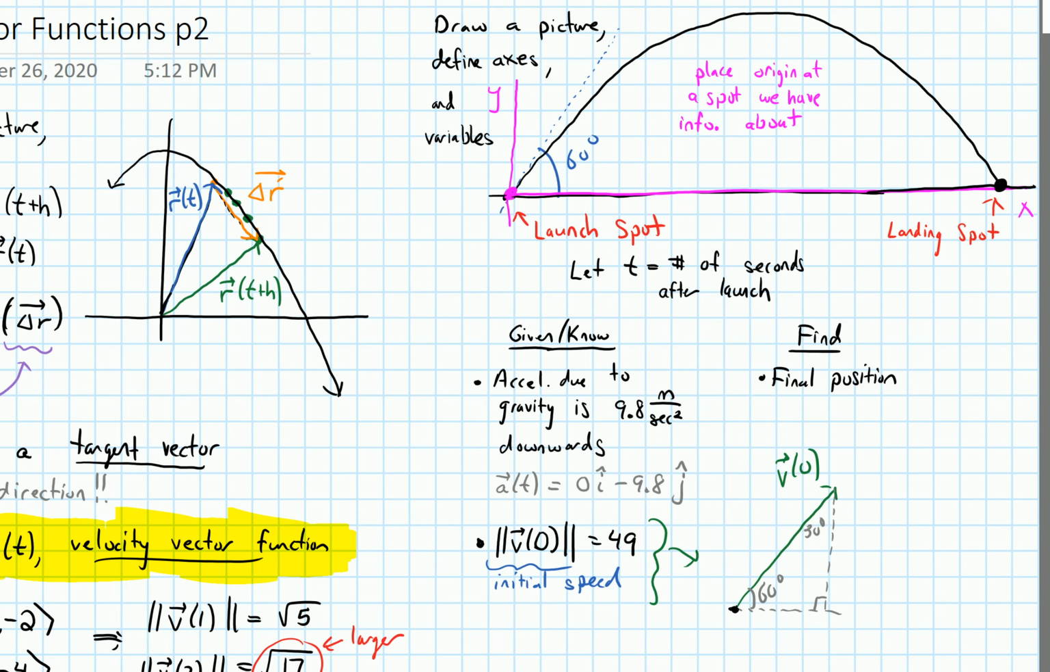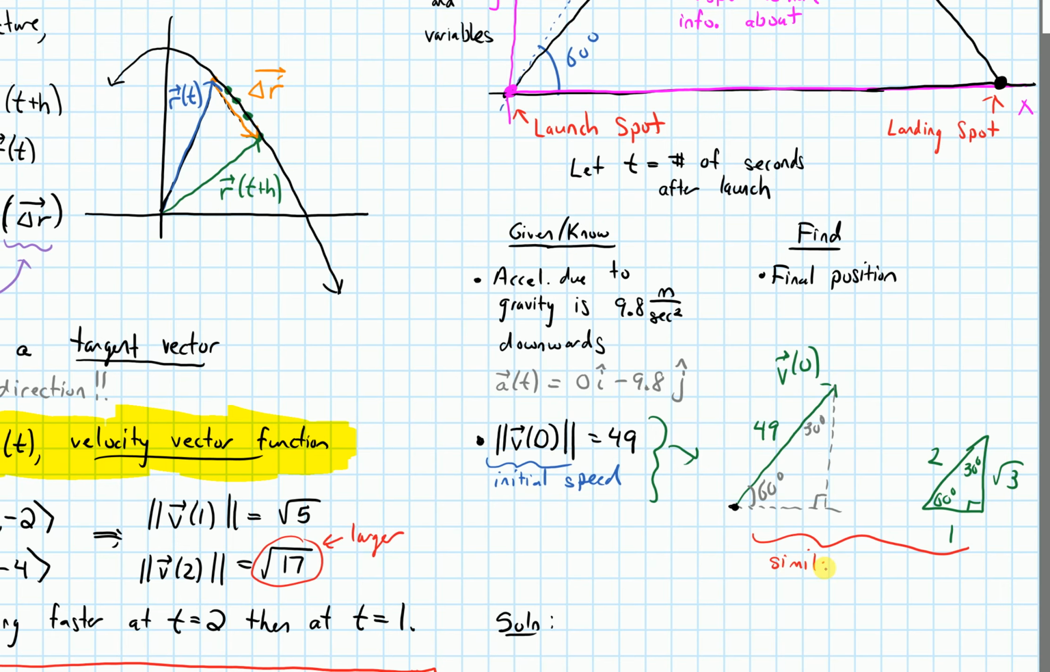If we remember our 30, 60, 90 stuff from geometry, if I have a 30, 60, 90 triangle, and the side opposite 30 is 1, then the side opposite 60 is root 3, and the hypotenuse is 2. So in my picture, in the actual initial velocity vector we have, this hypotenuse length is 49. That's what's given to us. So these two triangles are similar.